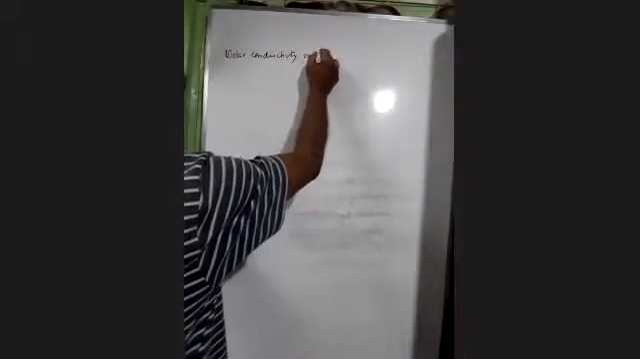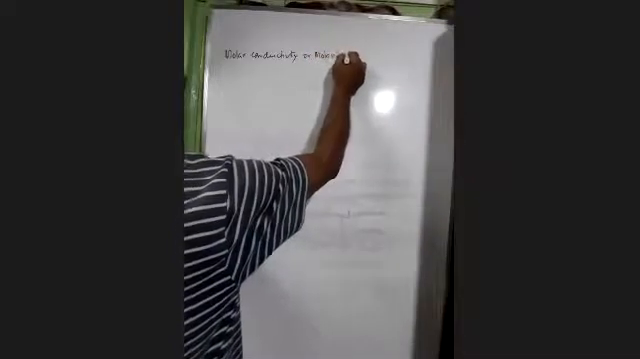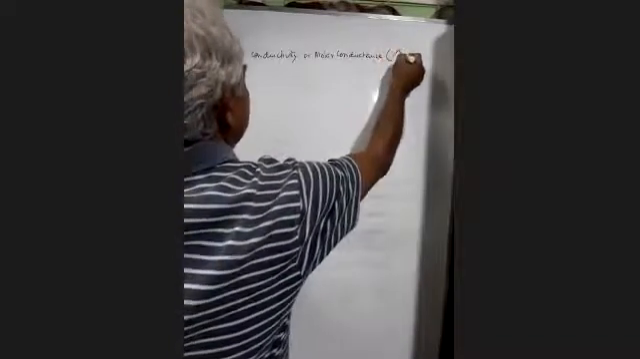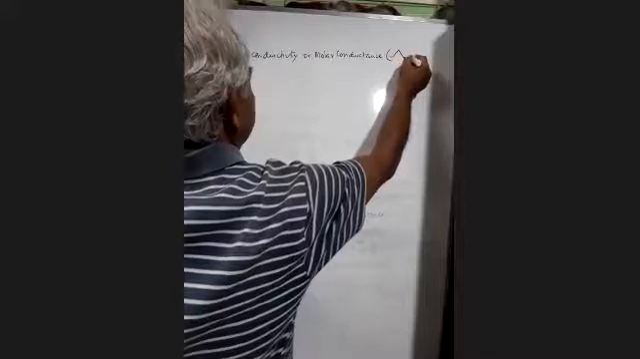Okay, so let me write it down. Please remember, for specific conductance or conductivity, the symbol is kappa. But for molar conductance, the symbol is not kappa, it is lambda m. I will write here molar conductivity or molar conductance. Its symbol is capital lambda with m subscript.